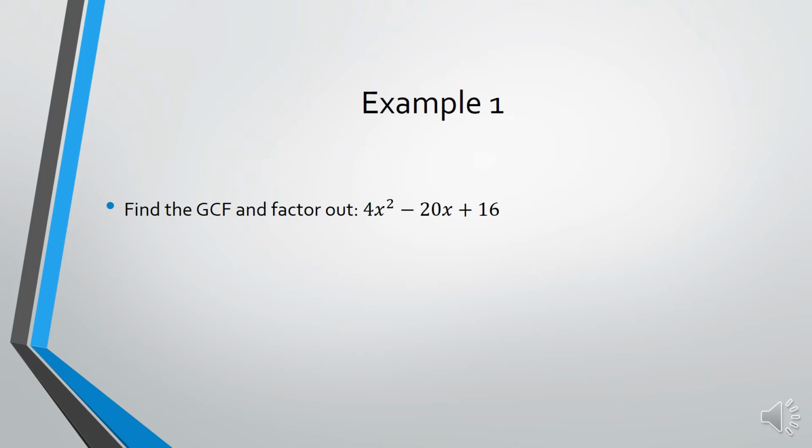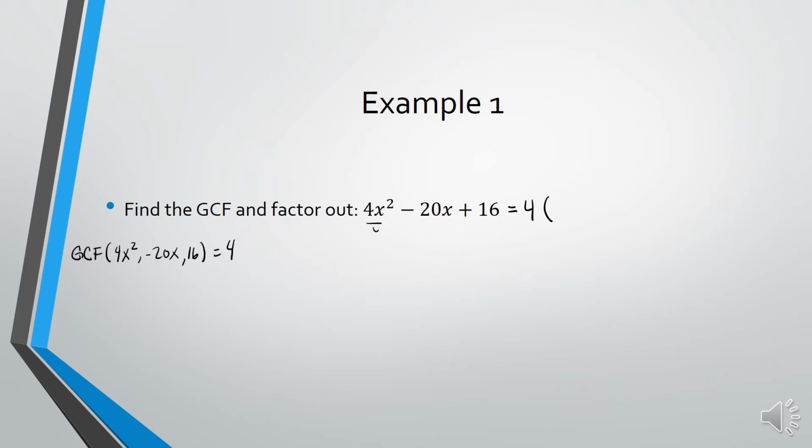What I want to do for 4x squared minus 20x plus 16 is I want to figure out the greatest common factor of all of those terms and then actually factor it out. So the greatest common factor of 4x squared, negative 20x, or just 20x, and 16. So as far as my coefficients go, the greatest common factor of 4, 20, and 16 is 4. Because x doesn't appear in all of the terms, x is not going to be part of my greatest common factor. So the greatest common factor is just 4, which means I should be able to factor it out.